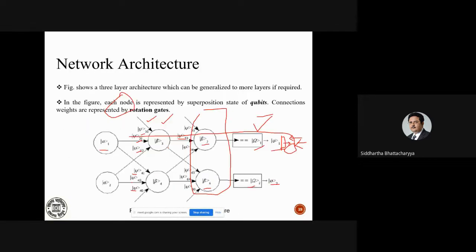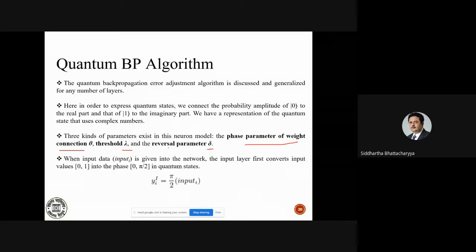So you have to take the derivative with respect to all three parameters separately. In this particular case, you are going to have three sets of equations for the weight update, for both the hidden to output and input to hidden layers. In the classical neural network, only one single equation was sufficient. But here there will be three sets of equations, because you have to adjust theta, lambda, and delta also. The other things are quite similar.